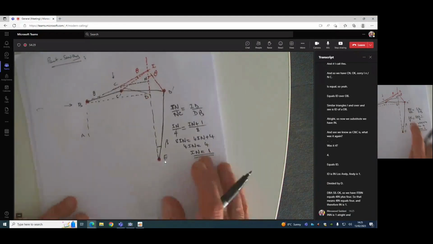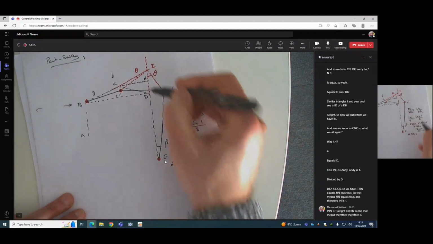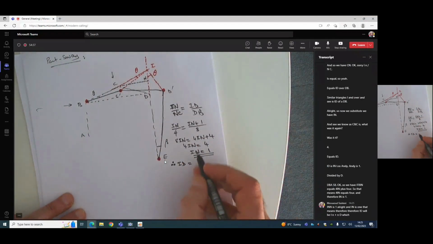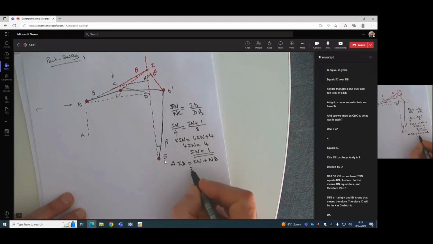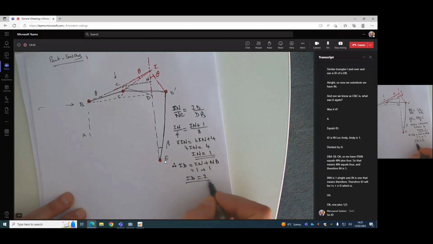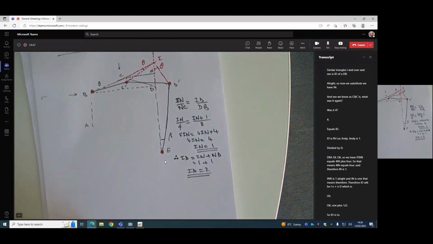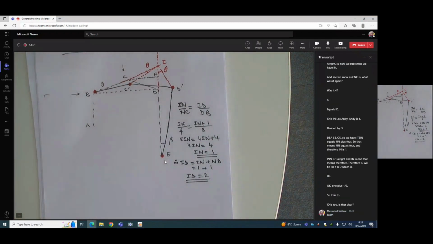And IN is 1. That means ID will be IN plus ND, which is 1 plus 1, 2. So ID is 2. Is that clear? From geometry.